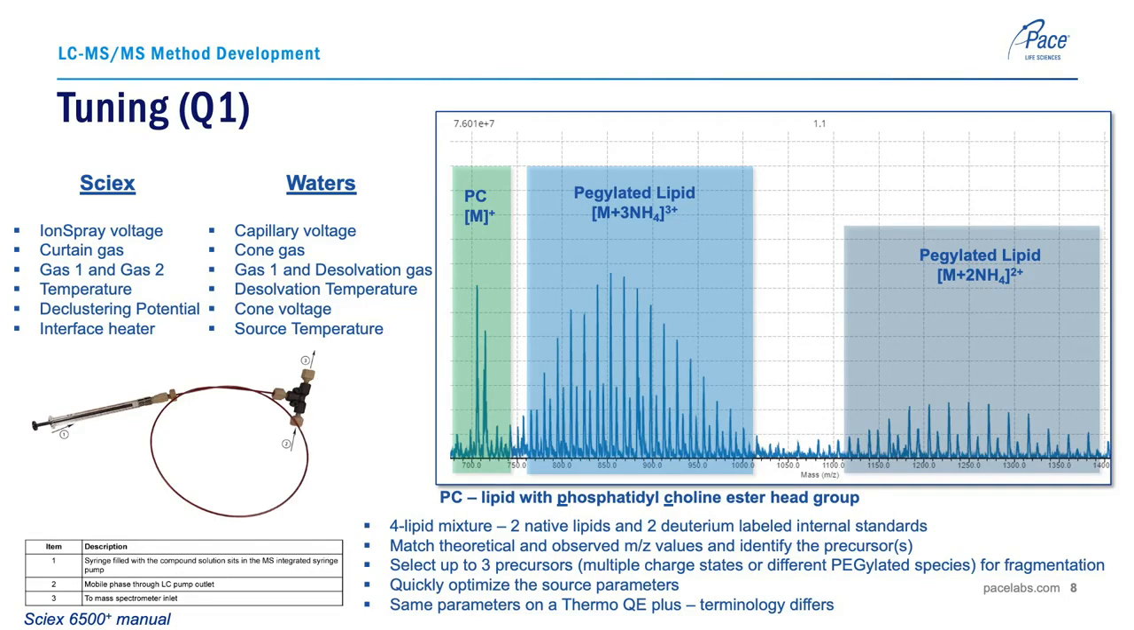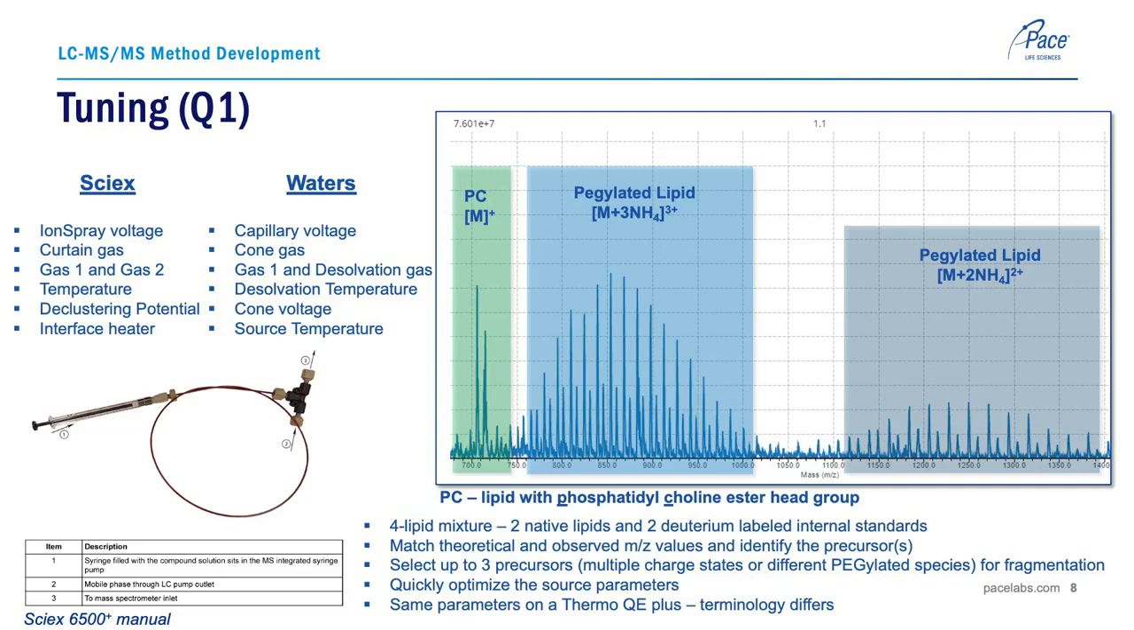Using a T connection, as shown in the figure on the bottom left, the infusion flow is combined with the flow from the LC at 0.3 mL per minute. Mobile phase composition is typically selected according to the composition at which the analytes elute. If an LC method reference is not readily available, use 80% ACN or methanol with 0.1% formic acid as a starting point.